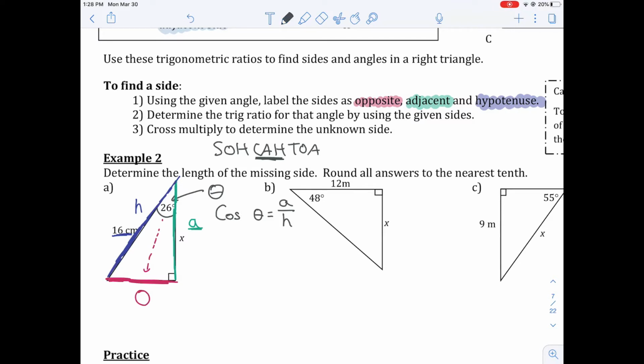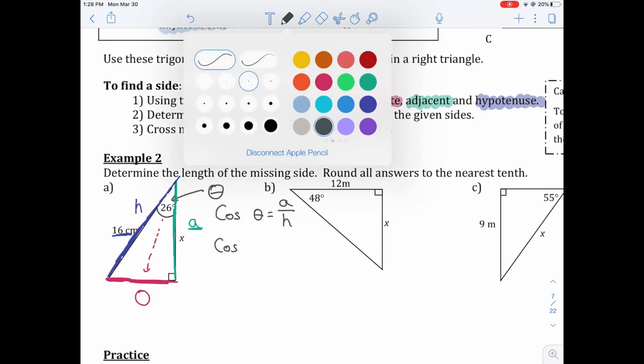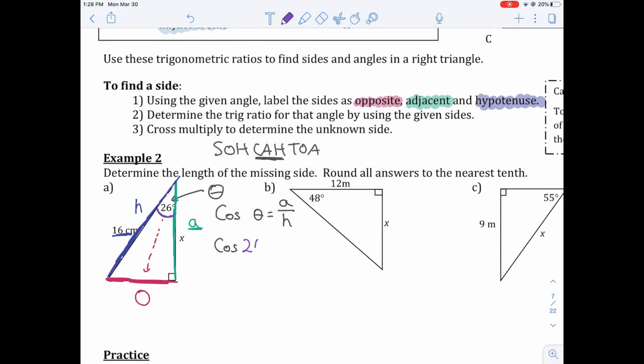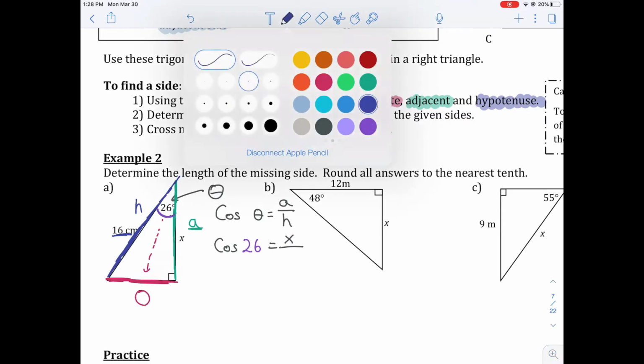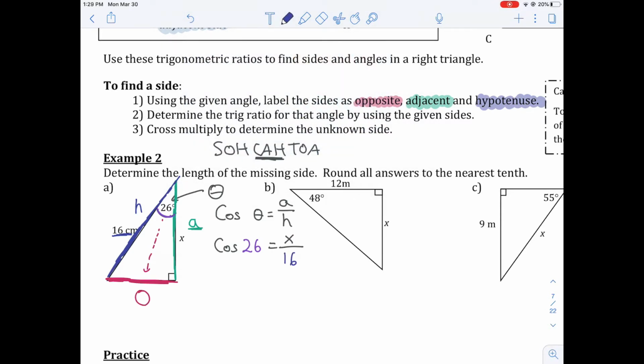Here we go. Now, with our formula down, you can put the numbers where they belong. So we have cosine here. What is our theta? What is our angle in the question? Our angle is given as 26. So 26 goes there. What's my adjacent? I don't know what it is. That's what I'm trying to find. So I'm going to use x as a placeholder, divided by my hypotenuse, which I do know as 16. So that is the formula with the numbers put in.